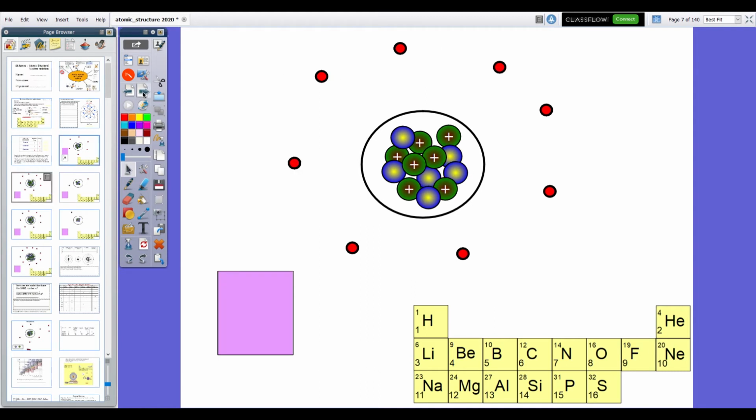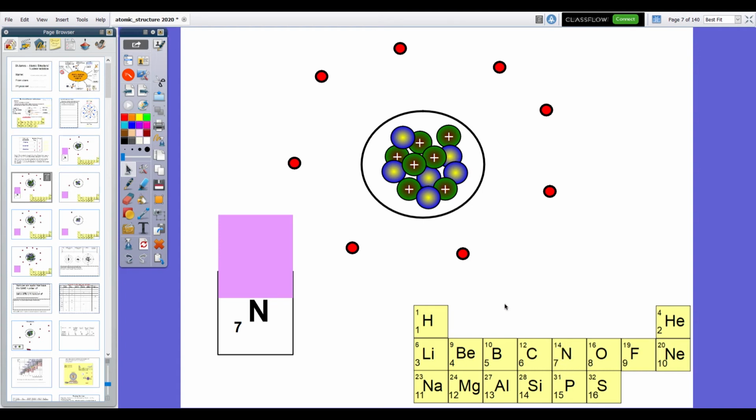Here we can see, let's count it up, have a go. You'll need to pause the video, and let's count up and see what we're looking at here. 1, 2, 3, 4, 5, 6, 7. 7 protons. So what do you think we're looking at? Which element are we looking at here from the periodic table? We're looking at nitrogen.